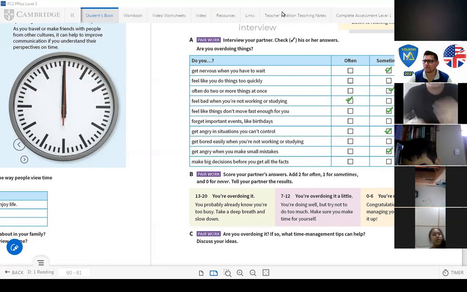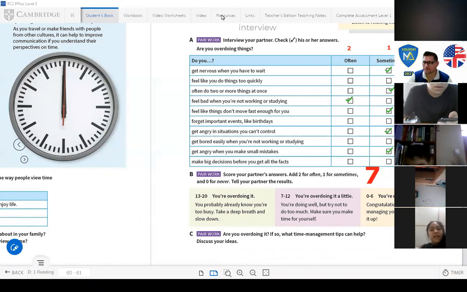Okay, now we have here the results. Score your partner's answers at 2 for often, 1 for sometimes, and 0 for never. Okay, here says that often is 2 points. 2 points for often. Sometimes gets 1 point and never gets 0. Okay, now we have to add. For example, here we have 2, 3, 4, 5, 6, 7. Okay, my score here is 7. I have to look for the results now. Y ahora vamos a ver los results, los resultados. Okay, for me this is 7.